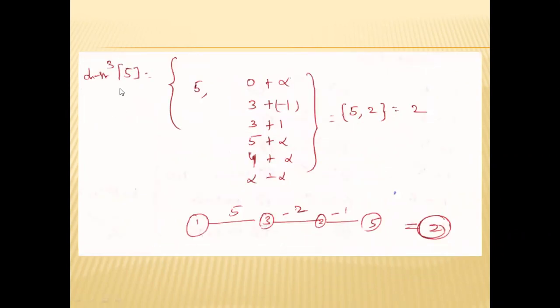Next, we consider distance cube 5. Distance cube 5 means we are finding the shortest path from the first vertex to the fifth vertex by using 3 edges.